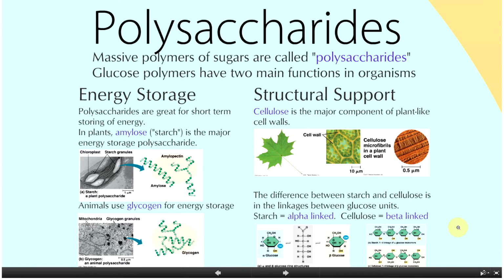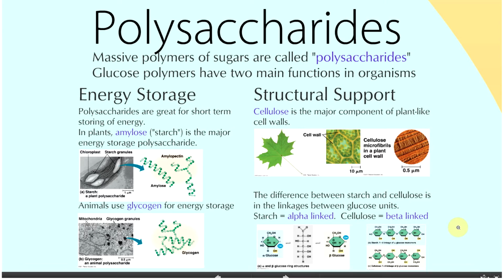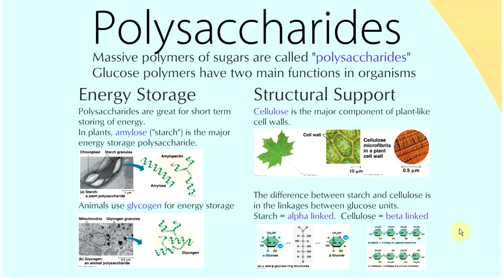Now, starch and cellulose are both made out of chains of glucose monomers. However, these molecules are not the same, and they do not have the same function. One is used for plant energy storage, the other is used for plant structural support. So we have to look at the differences between these two molecules and how they give them different properties.